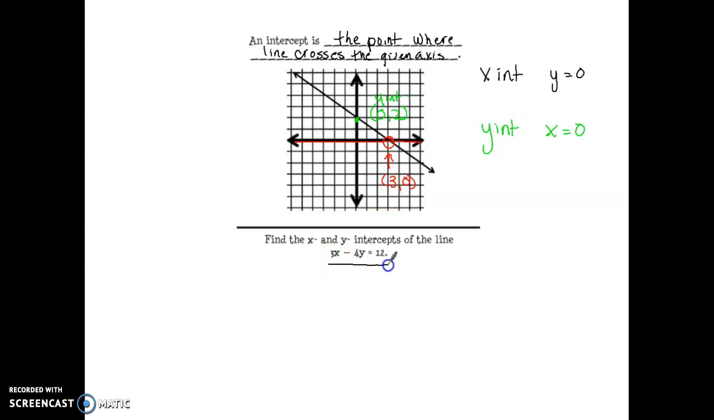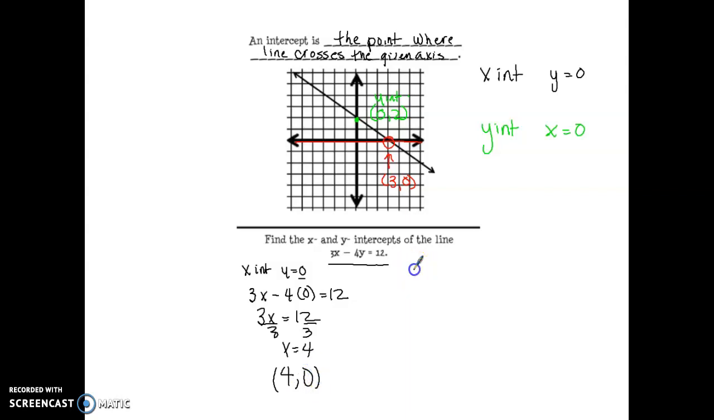If you're given the equation of the line, as in the next example, you use the same concept: when you want the x-intercept, your y-coordinate is 0. So you're going to plug 0 into this equation. You're going to have 3x minus 4, and instead of writing the y, I'm going to substitute in 0. That's when this line is going to cross the x-axis. So when I solve for this and divide by 3, x is actually going to be 4. I have this point: when x is 4, y is 0.